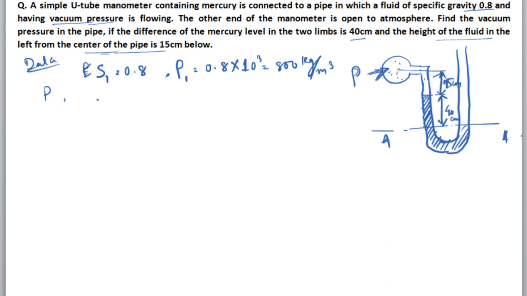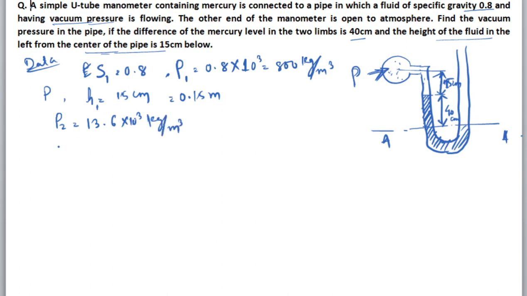The other end is open to atmosphere. Find the vacuum pressure inside the pipe. The difference between two levels of mercury in two limbs is 40 centimeter, and the height of the fluid in the left from the center of the pipe is 15 centimeter below. That means H1 is given as 15 centimeter. So H1 is 15 centimeter. Convert that into meter, 0.15 meter. Then the density of the heavier fluid, the mercury, is 13.6 into 10 to the power 3 kg per meter cube.